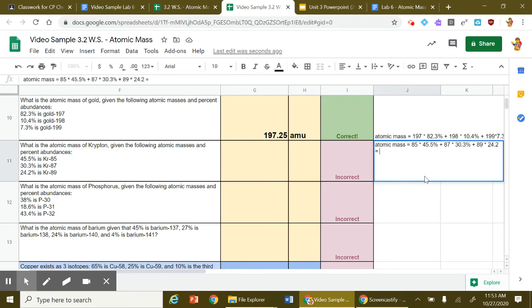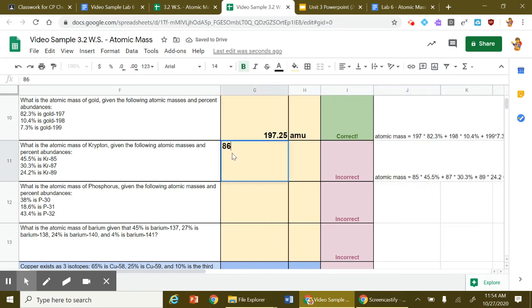Okay, let's see here. 85 times 45.5%, gotta make sure I had that percent in there, plus 87 times 30.3% plus 89 times 24.2%, I get 86.57. Correct. AMU.